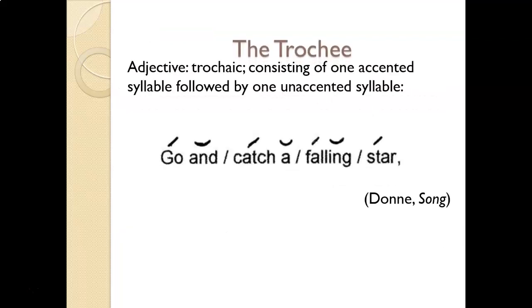Now in the trochee, it is the opposite: there is one accented or stressed syllable followed by one unstressed. So if you read it, you will give stress on "go" and not on "and". Go and catch a falling star. So this is how you shall read it. That's why we say it is the opposite of iambic.